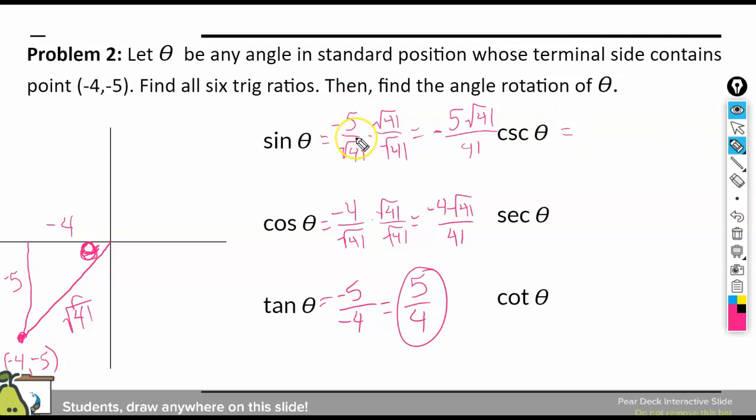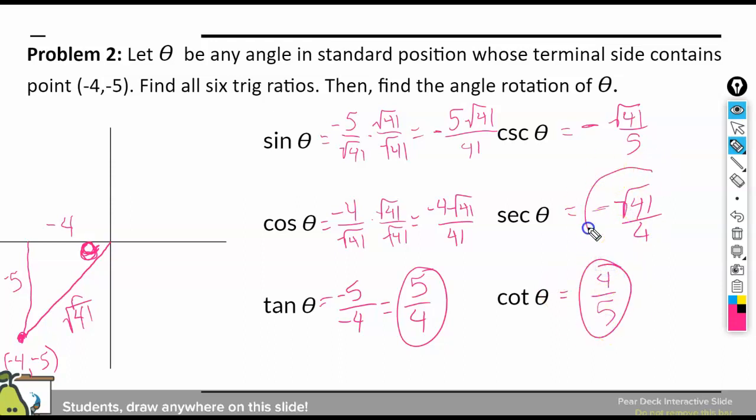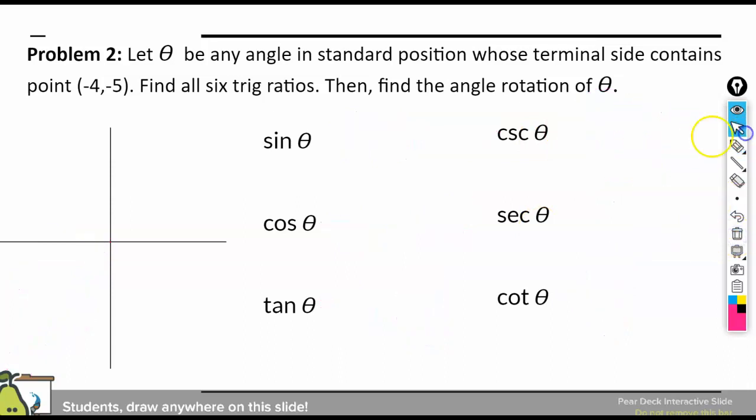Flipping the fraction doesn't change its sign. So this is just going to be negative square root of 41 over 5. This will be negative square root of 41 over 4. And cotangent is going to be 4 over 5. So again, the signs don't change for the reciprocal functions. You're flipping them, but the sign is going to stay exactly the same.